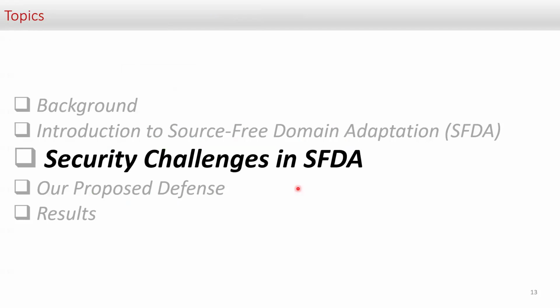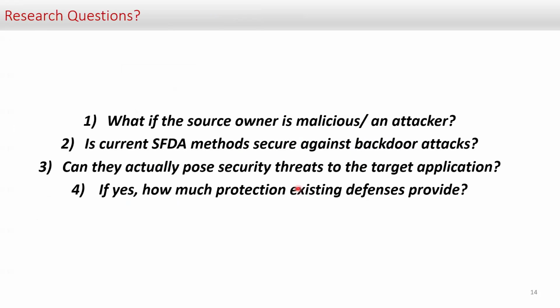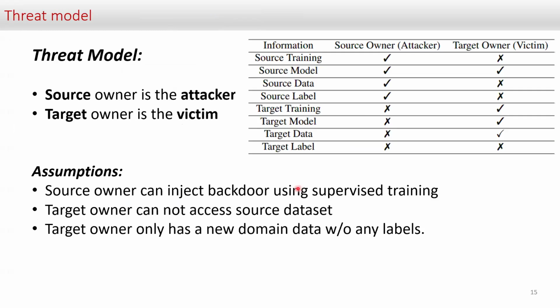So what is the security challenge in source-free domain adaptation? We asked four key research questions to investigate that. What if the source owner is malicious or an attacker? Is the current SFDA method secure against backdoor attacks? Can they actually pose security threats to the target application? If yes, how much protection do existing defenses provide? To investigate the first three questions, we need to define a threat model. This is our threat model.